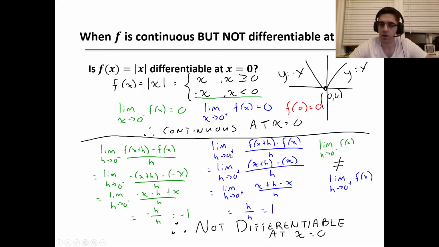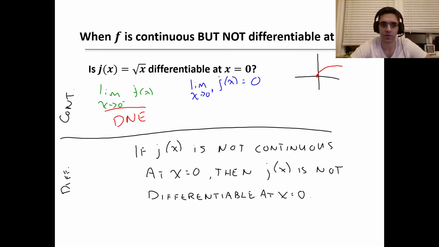Now if we go from the right and find the derivative of this function as h approaches 0 from the right, we'd be using the x function, the top one. So we'd have positive (x plus h) minus positive x. The x cancels out this time, and we're left with positive h over h, which is positive 1. As you can see, the limit from the left is not equal to the limit from the right. So since the derivative from the left and the derivative from the right aren't equal, this function is not differentiable at x equals 0. So it is continuous but not differentiable.